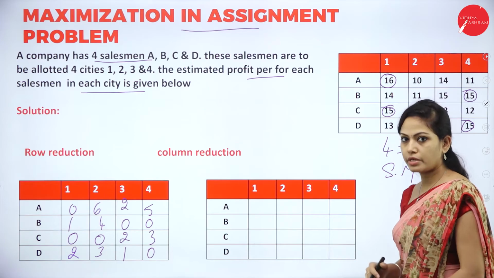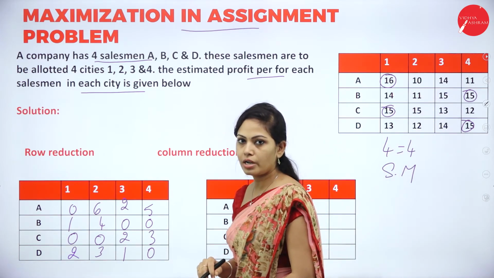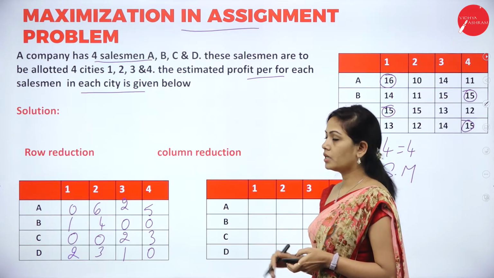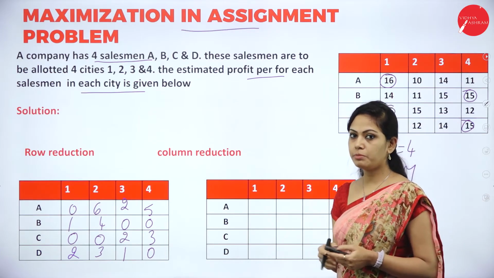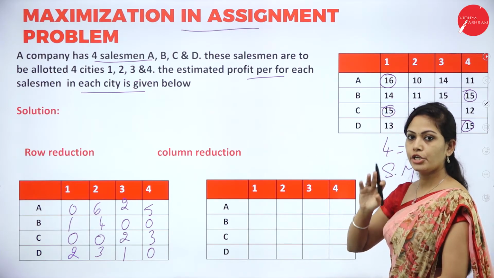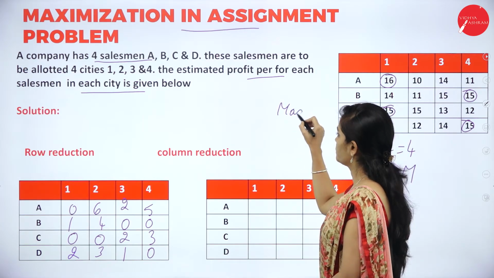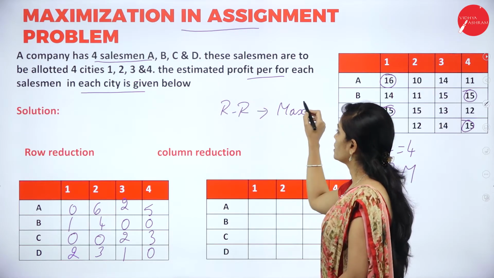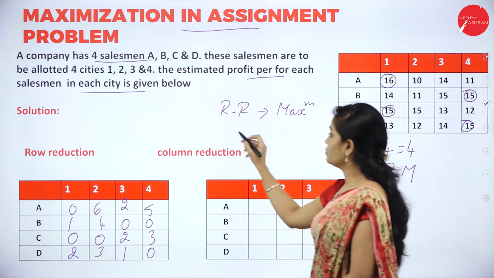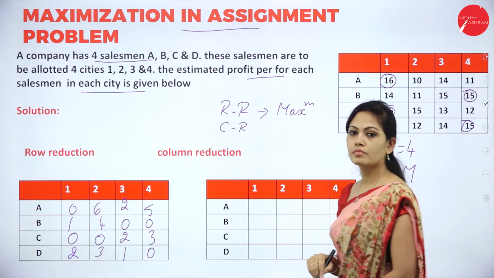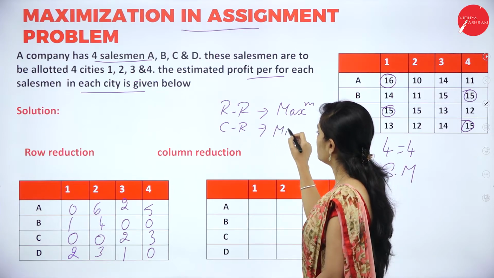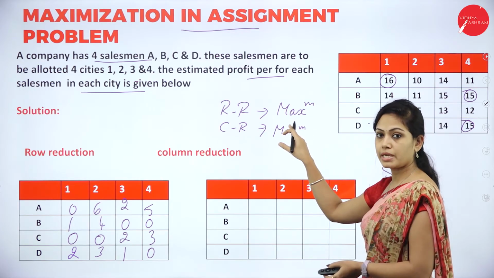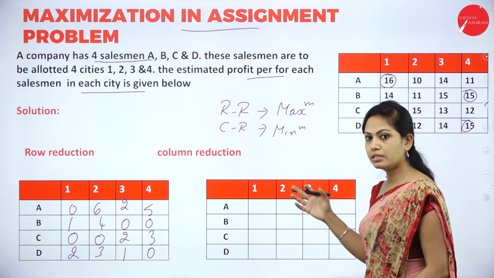So now row reduction is finished and the next is column reduction. By using this row reduction result, you can find the column reduction. Keep in mind, in a maximization assignment problem, for finding the row reduction, you have to choose the maximum value. And for column reduction, you have to choose the minimum value only.